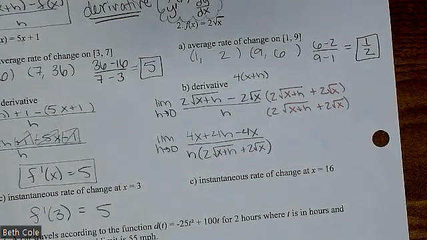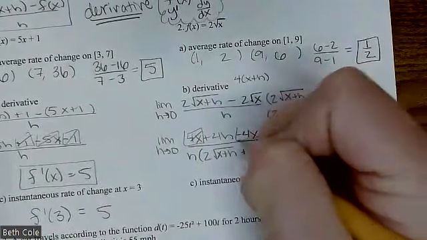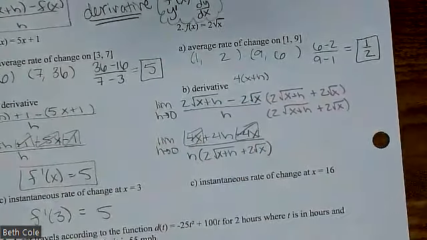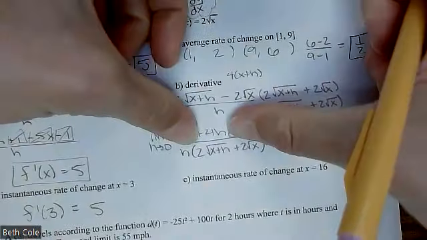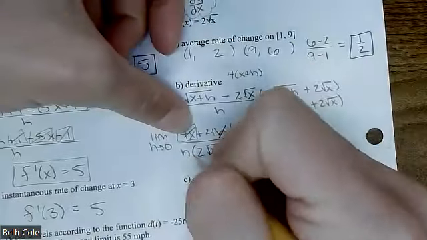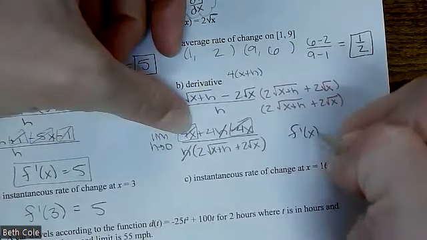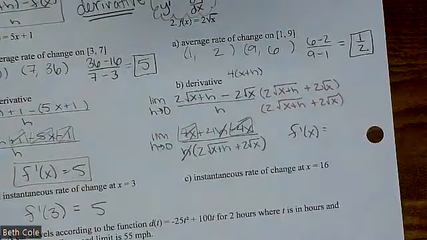But something should go away. 4x's cancel. And then after those are gone, what can you cancel? The h's. And so your derivative, you're going to plug in 0 for h. That's the other reason you need to write limit h goes to 0. If you don't, you're going to forget to plug in 0 at the end.